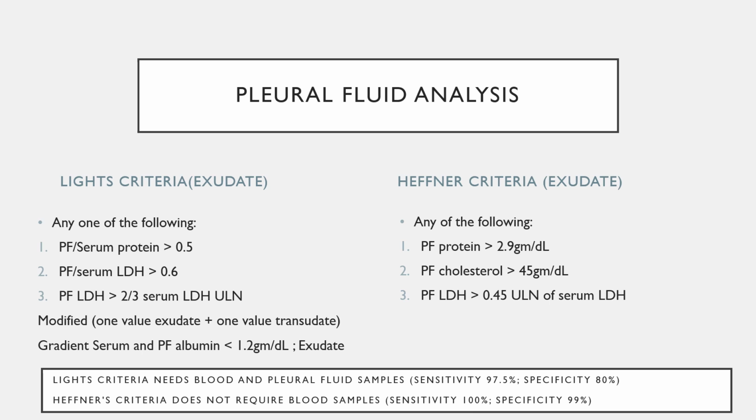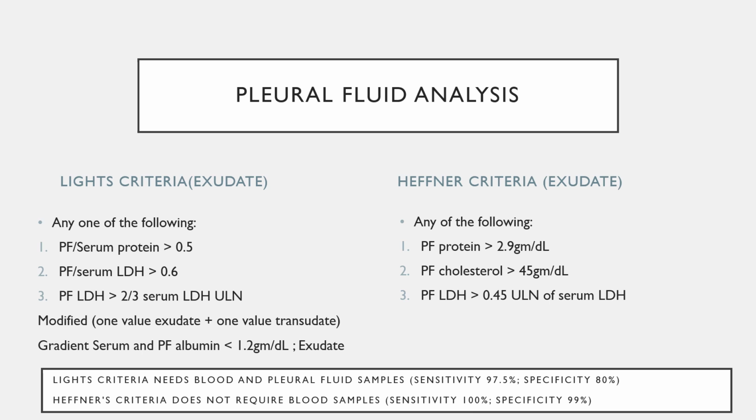Traditionally, Light's criteria was used to differentiate transudate from an exudate. It has a sensitivity of 97.5% and a specificity of 80%. Now, what do we mean by sensitivity of the test? It is the ability of a test to rule out a disease. It's a very important fact to remember that sensitivity rules out a disease. For example, in this case, the sensitivity of Light's criteria is 97.5%.